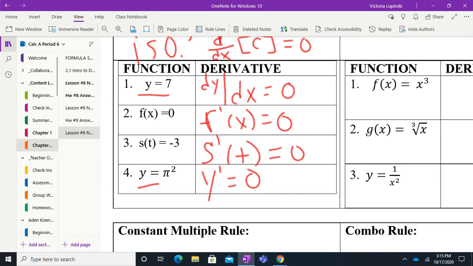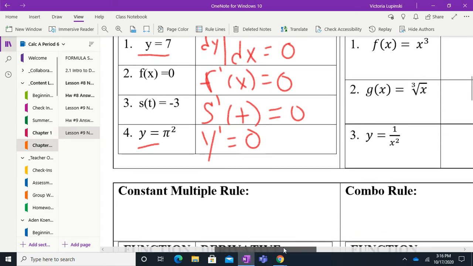Again, if you're wondering, how do I know when to use dy/dx versus how do I know when to use y prime, that will all be talked about later in the chapter. And for now, it's up to you to choose whichever one you want if it's y equals. So pretty easy there with rule number 1. The derivative of any constant is in fact 0.